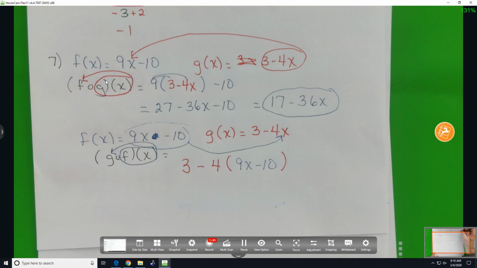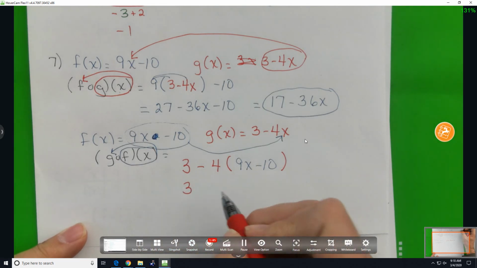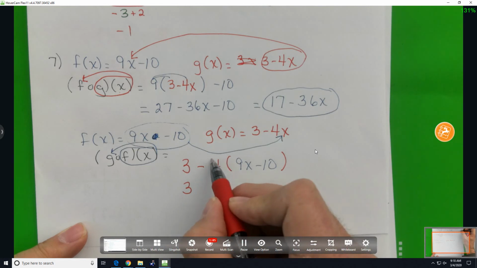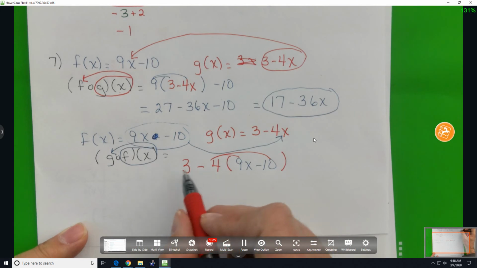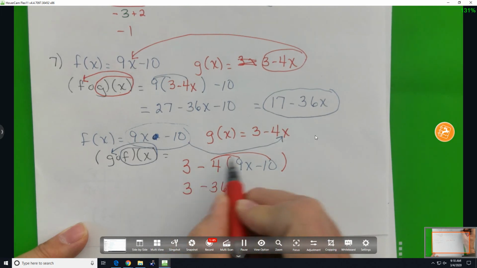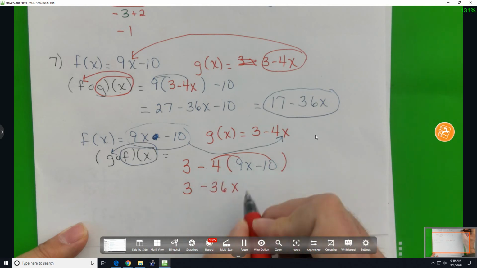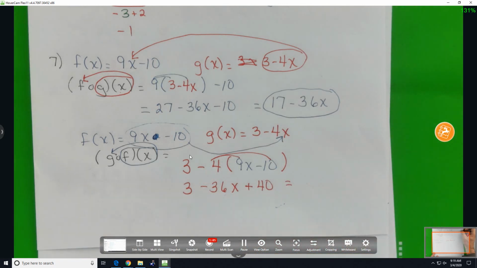There's only one correct next step. Distribute what? I want to make sure you didn't say distribute -1. Where is it getting the -1? 3 minus 4. Order of operations says you multiply before you subtract. So we have 3 minus 36x. What else do we have? Not a minus, I think it's a plus 40. -4 times -10 gives us a positive 40.